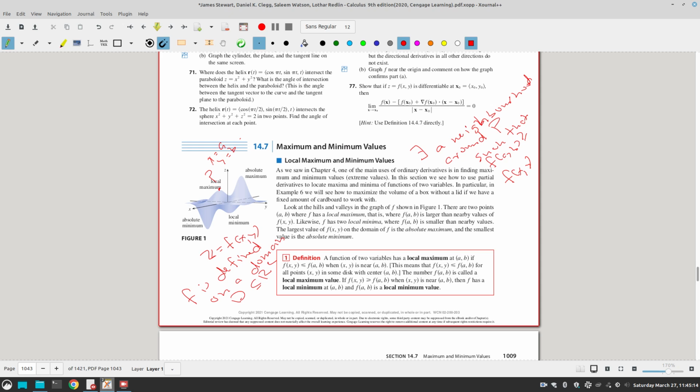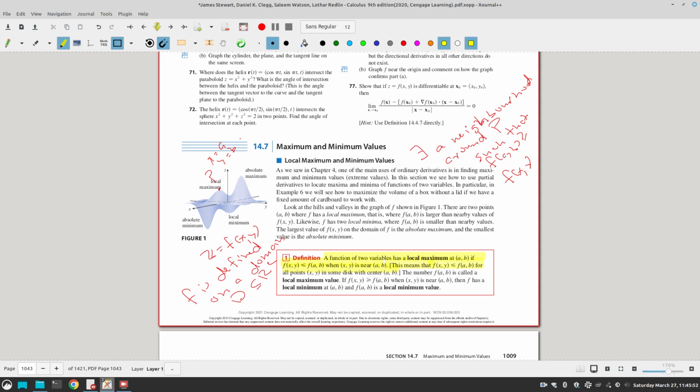A function of two variables has a local maximum at (a, b) if f(a, b) is greater than or equal to f(x, y) when (x, y) is near (a, b), meaning there is a small neighborhood around (a, b), and that neighborhood is a disk with center (a, b). This means that f(x, y) is less than or equal to f(a, b) for all points (x, y) in some disk with center (a, b). And of course, the number f(a, b) is called the local maximum value.